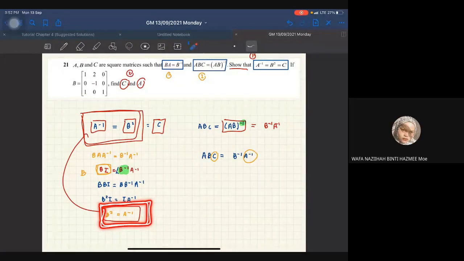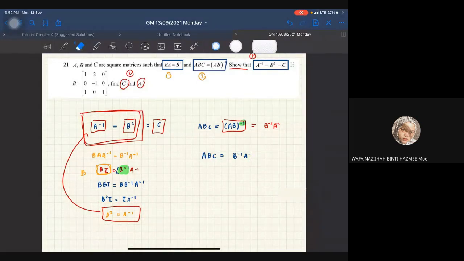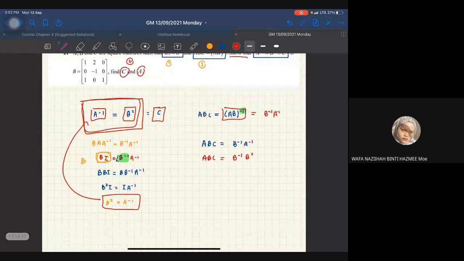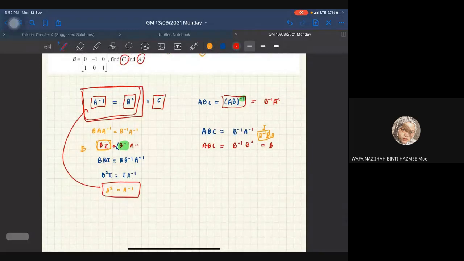Ya. Boleh. Kreatif. Okay, so kita ganti. Dia akan jadi ABC is equals to B inverse times B squared. Okay, so kita simplify dulu yang belah kanan. So you will get B, sebab awak ada B inverse times B times B. So this one jadi I. Okay, so tinggal B saja. So daripada sini awak ada A, B, C equals to B.